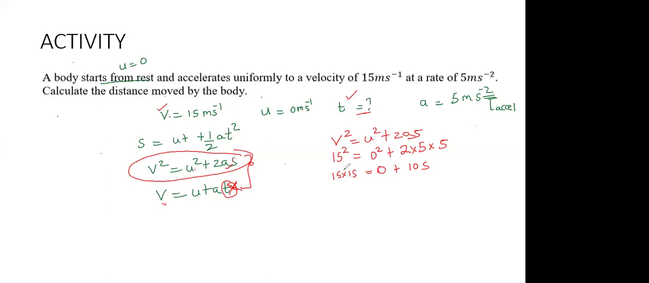Actually, let me first work it out. So I think, Daniela, isn't it 225? Yeah. Okay, which is equal to 10s. So to get S, divide by 10. So when you place your calculator, what do you get for your S? 225 divided by 10? 22.5 meters. So that is it. Hope we are okay. Yes, teacher. Thank you. Okay, I'm seeing a hand up. Sharon. Stacy Sharon.